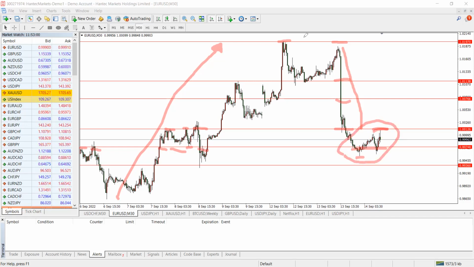This is the Euro USD, and we talked about it yesterday before this major drop occurred. It was due to the CPI.